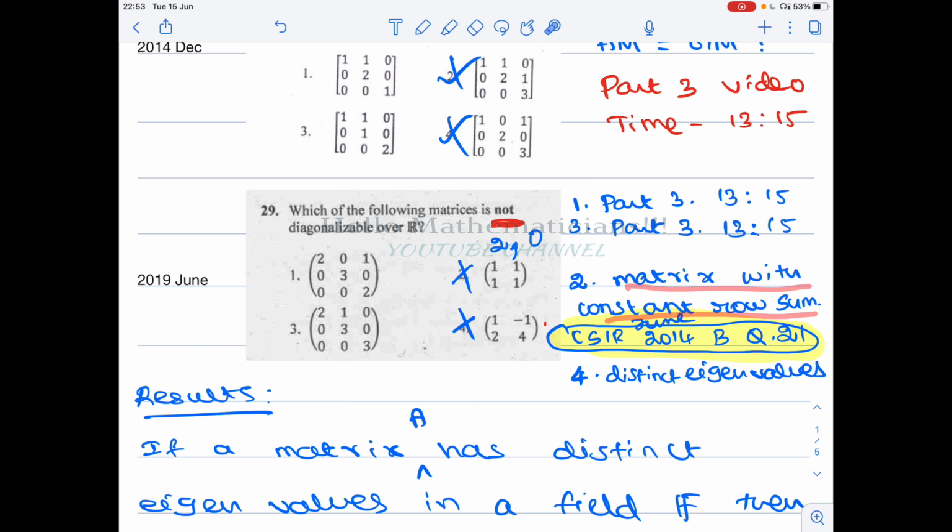Now regarding matrices with constant row sum, we have given very detailed results in CSIR June 2014 Part B question 21. If you look at this particular problem on our channel, we talk about matrices with constant row sum and why that sum value is an eigenvalue. Such things we have discussed very clearly, and this is again an important concept for the CSIR exam. For example, an all-ones matrix satisfies this condition.